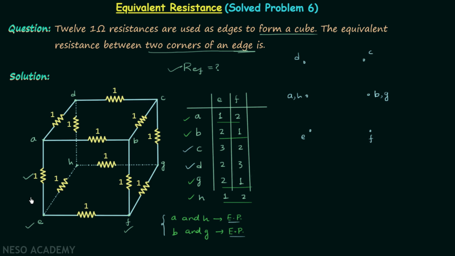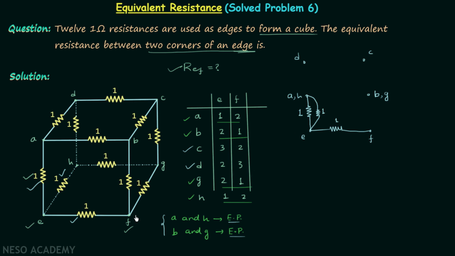Now you can see that between E and F we have a 1 ohm resistor, so let us connect a 1 ohm resistor between E and F. Then between E and A we have a 1 ohm resistor, so we will connect a 1 ohm resistor between E and A. Then between E and H we have a 1 ohm resistor.